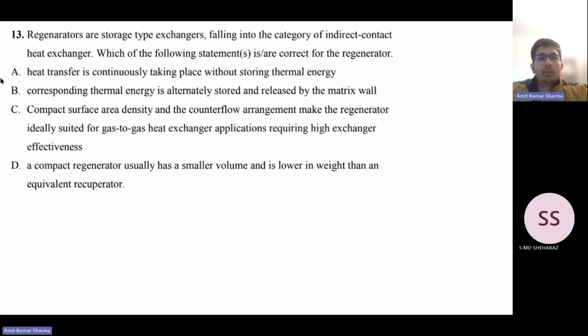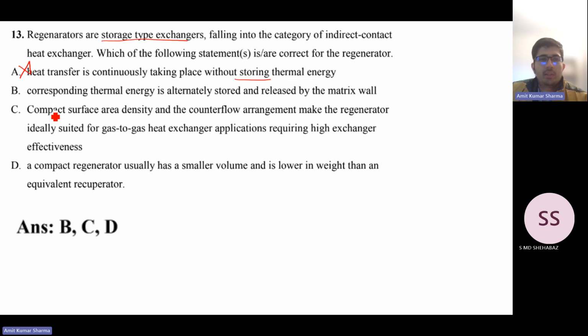Okay, let's see. So the answer is B, C, D. Nice. So regenerators are, we know, storage type heat exchangers. Because these are storage types, option A is directly wrong, because it says that heat transfer is continuously taking place without storing thermal energy. But in this, we are storing thermal energy and then exchanging heat. A is wrong.